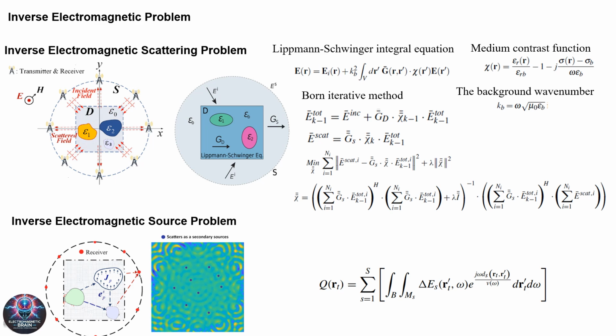After introducing the inverse problem and discussing the characteristics of the operators involved, we will now shift our focus to inverse electromagnetic problems. In electromagnetic imaging, particularly for brain imaging, the problem is often approached as a combination of source and scattering problems.